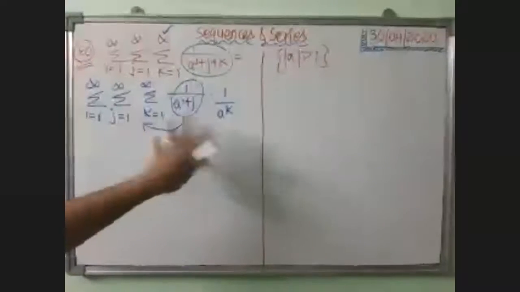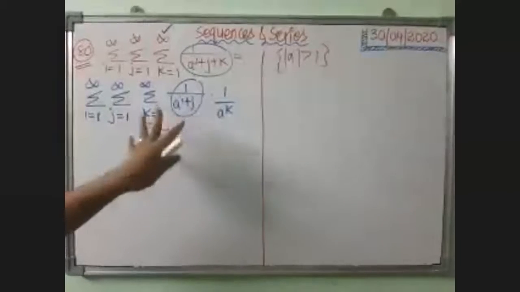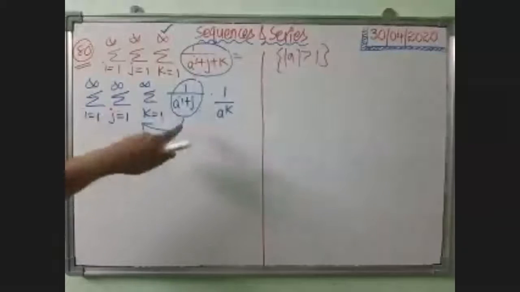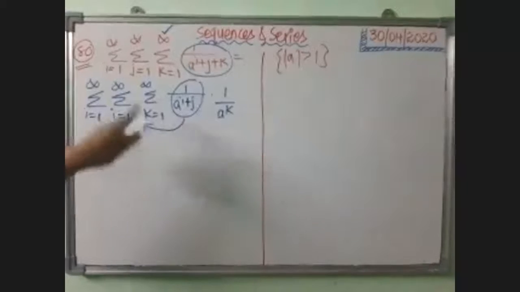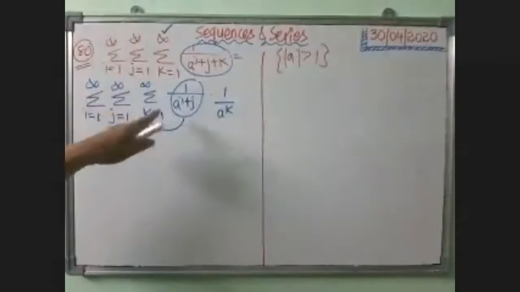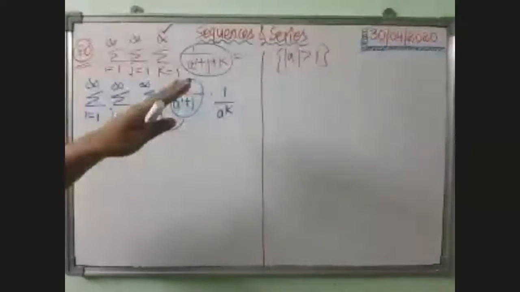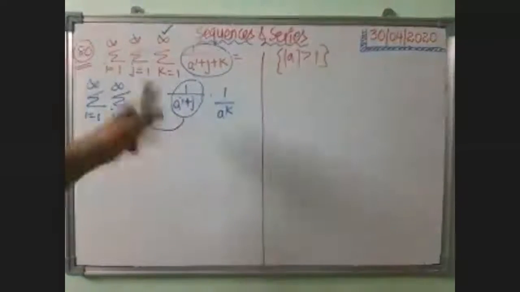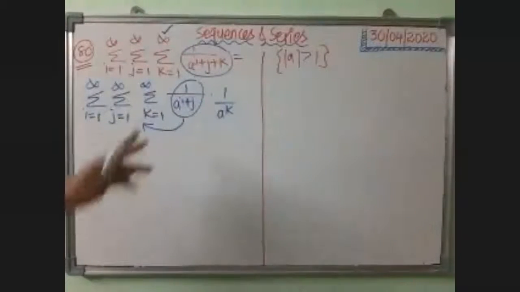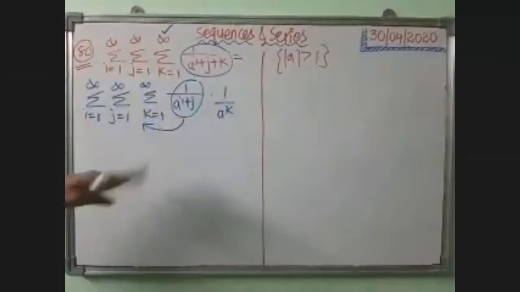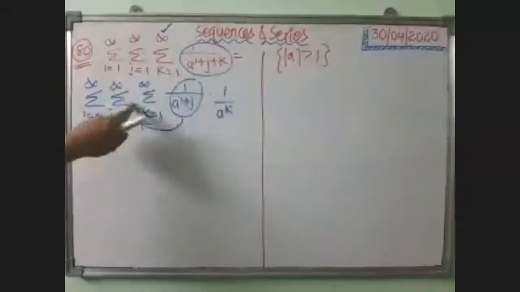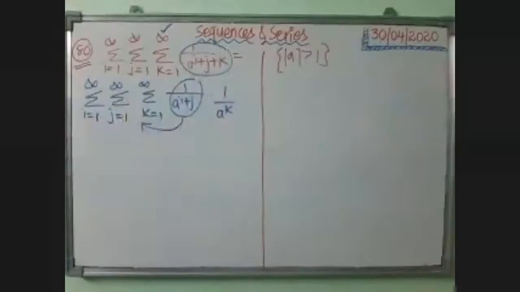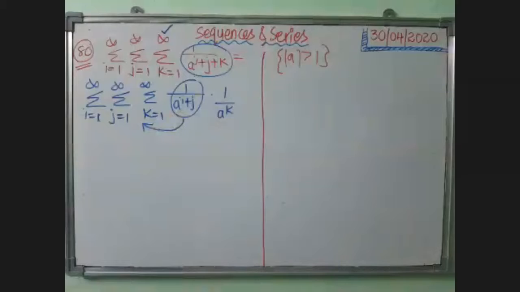Now when I have segregated the k term separate and the i plus j term separate, then since sigma is only for k equal to 1 to infinity, 1 by a power of i plus j will become the constant or the coefficient for the a power k term. This comes towards the left side, after the second sigma, and you will solve only 1 by a power k.